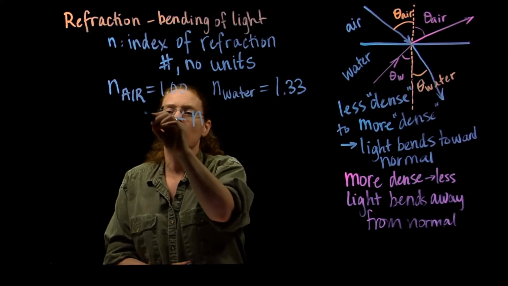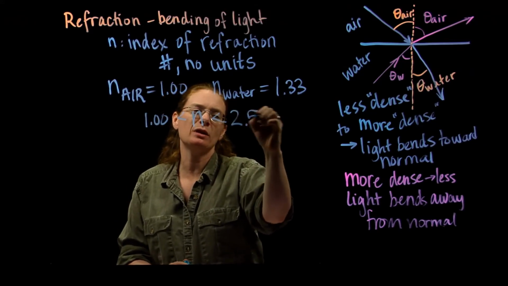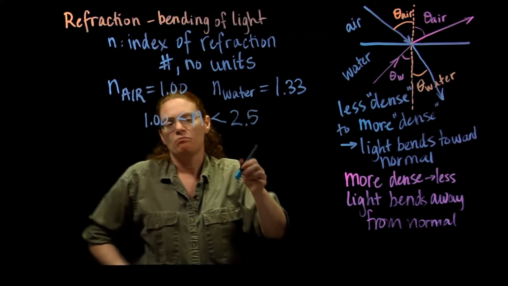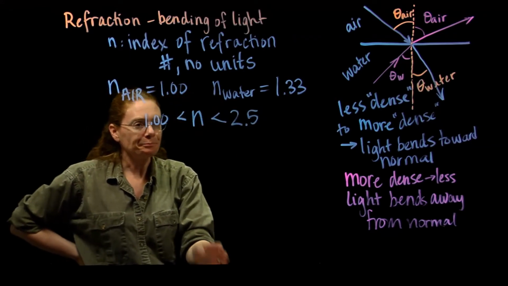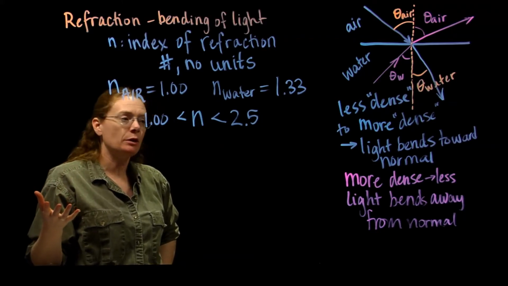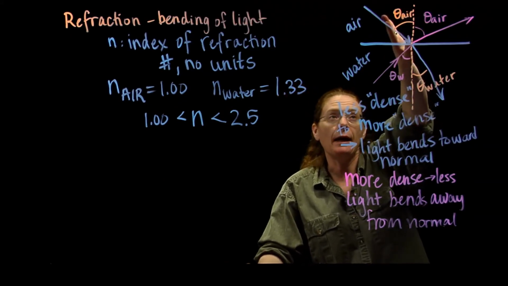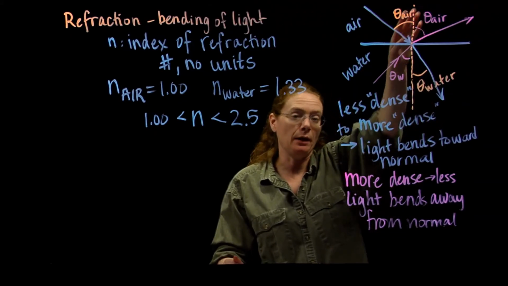The numbers we're going to see, the lowest we'll ever see is 1, and the biggest we typically will deal with is up around 2.5, somewhere around there. So the index of refraction is telling us about the optical density of the material, and then the amount of bending also depends on the angle, whatever angle it's coming in at.